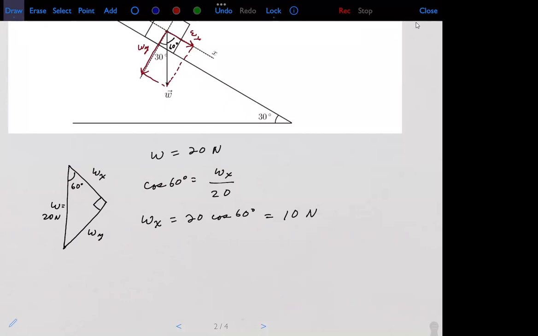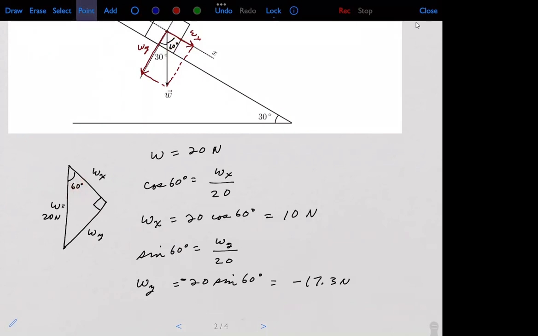And if I want to find WY, that's opposite the 60 degrees, so it's going to involve sine. So I have sine of 60 equals WY over 20. That means WY is equal to 20 times sine of 60. But you've got to be careful. It's pointing in a negative y direction, so I have to attach that sign later. It's negative. If I work that out, that's going to be negative 17.3 newtons. That's probably the way I'd recommend doing it, because we almost always use that reference angle, right?